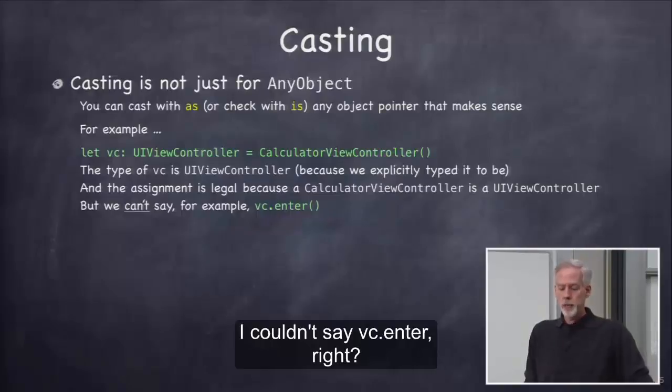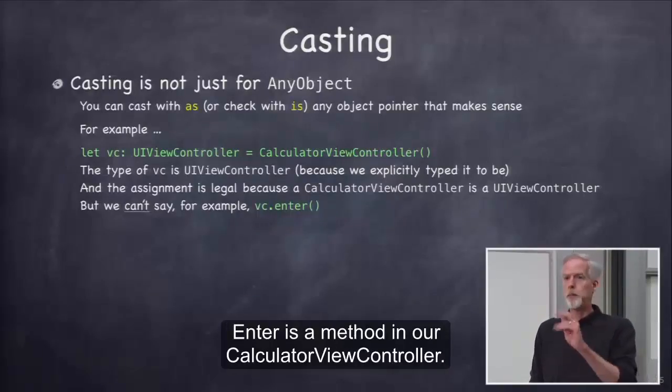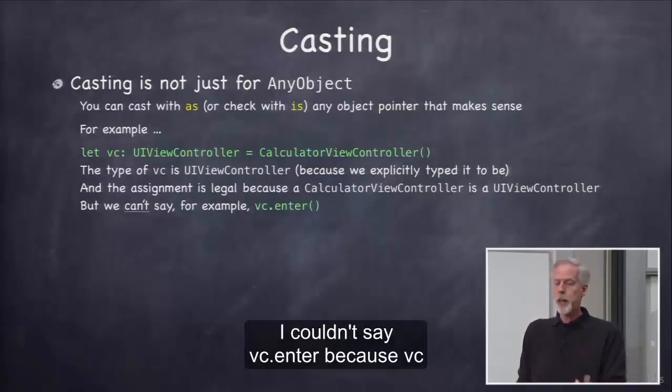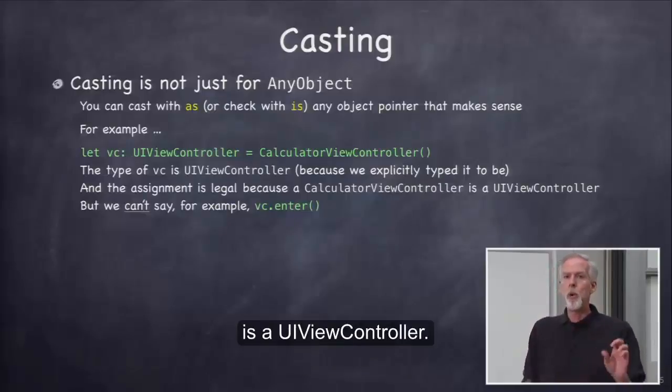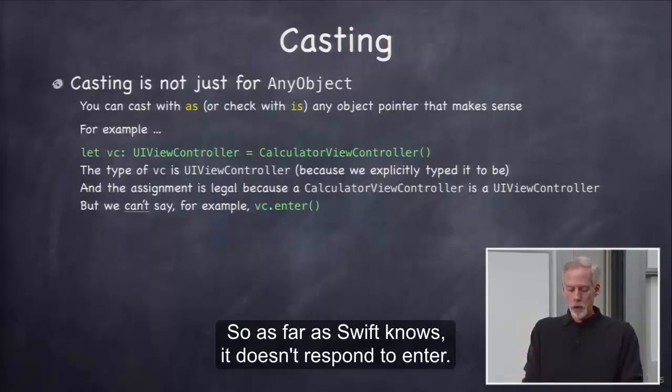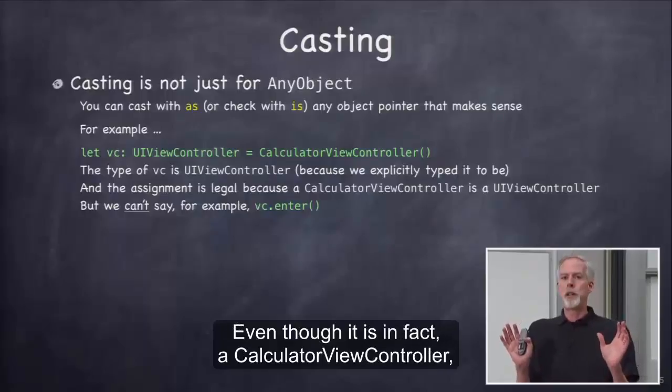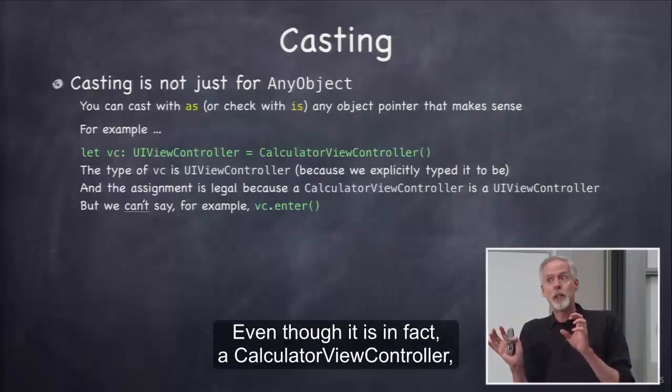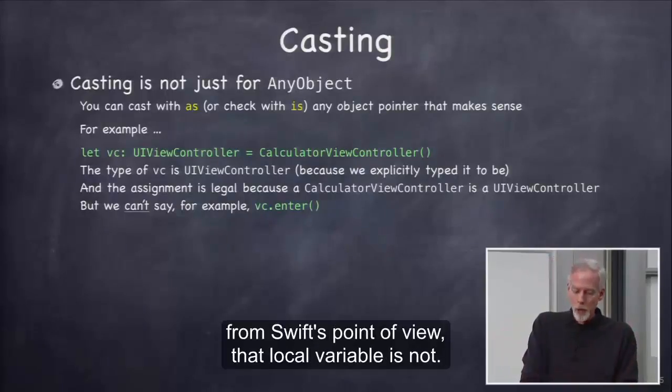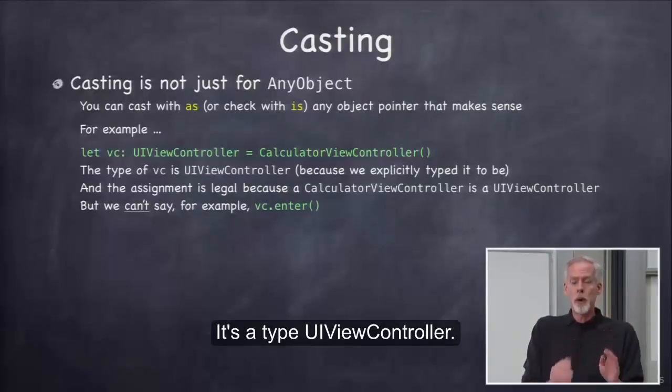I couldn't say vc.enter, right? Enter is a method in our calculator view controller. I couldn't say vc.enter because VC is a UI view controller. So as far as Swift knows, it doesn't respond to enter. Even though it is, in fact, a calculator view controller, from Swift's point of view, that local variable is not. It's of type UI view controller.